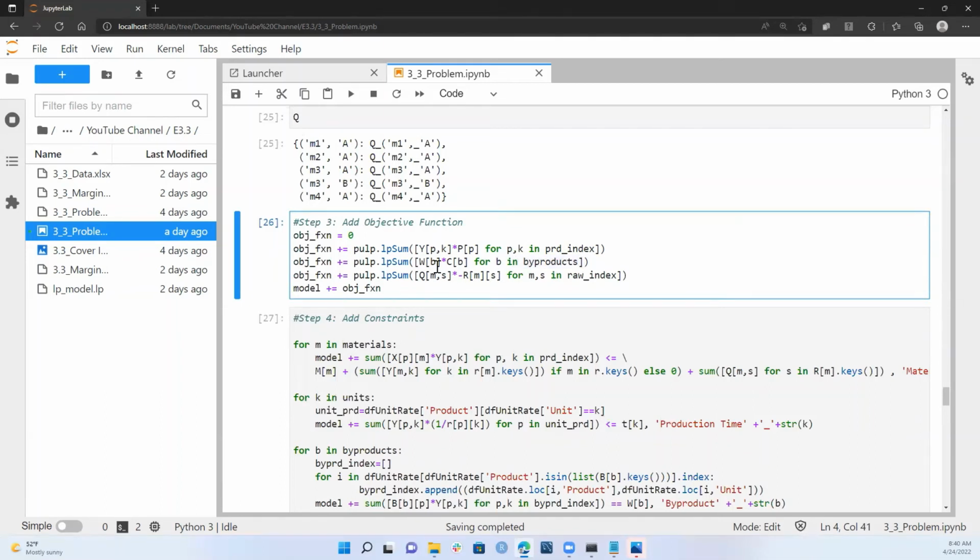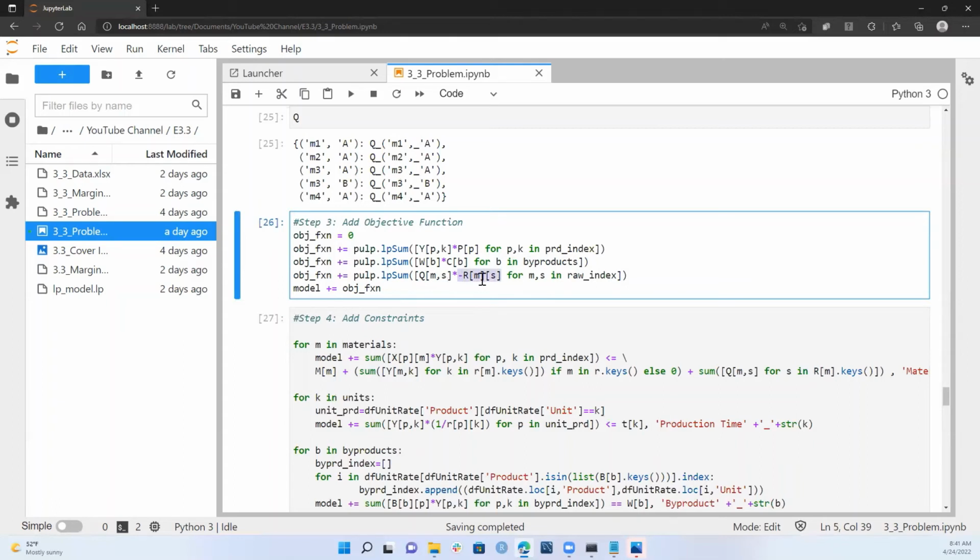And then finally, the new term here for the procured materials, again, a negative contribution to our overall profit. We're going to sum up Q sub MS, which is the amount of material M procured from supplier S, times the cost of that material from that supplier S.